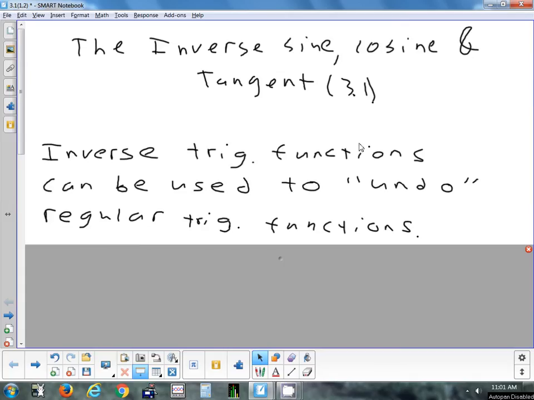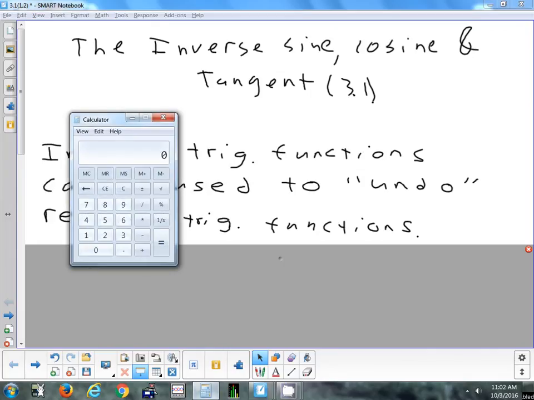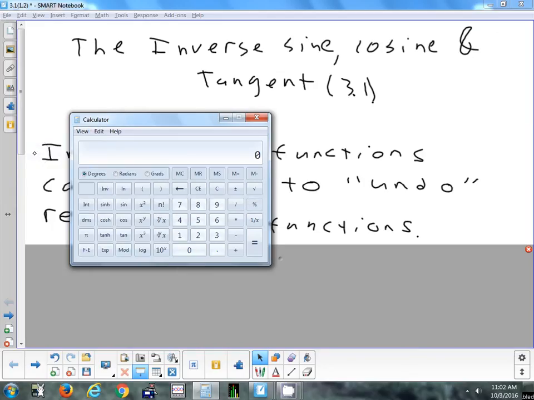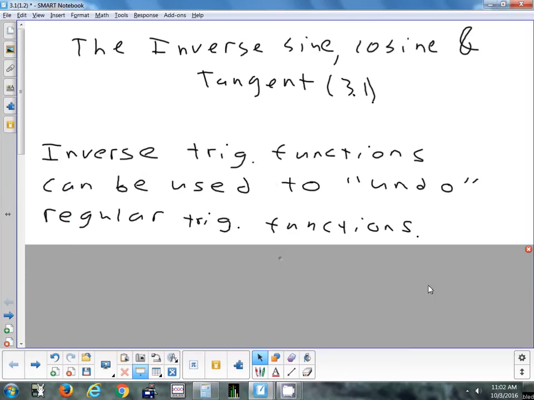Okay. So last week we learned about the regular trig functions: sine, cosine, tangent, secant, cosecant, cotangent. And we learned you can type in a number and take the sine of it. So if I type in 30 and then press sine, I get an answer of a half. Now the question is, how would we take a half and go back to 30? How would we undo what we just did? That's where inverse trig comes in.